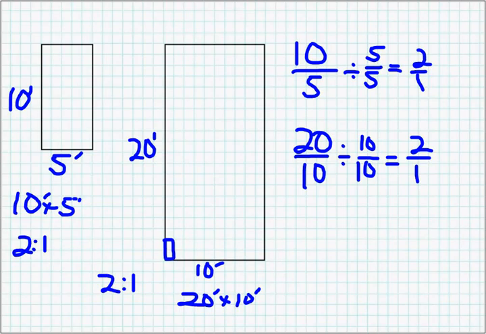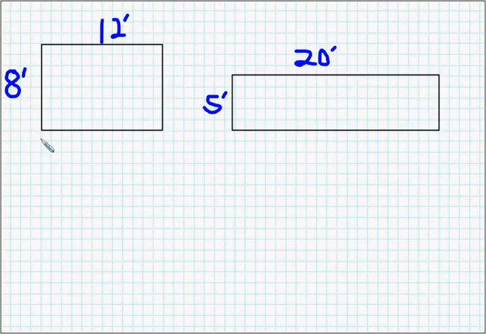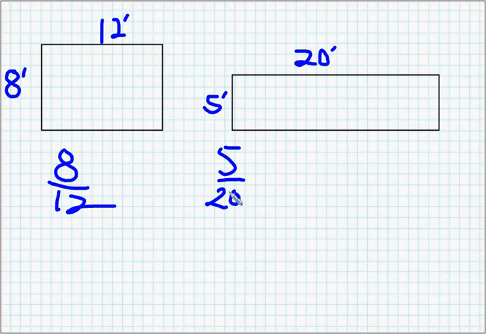Let's take a look at a couple more rectangles. Here we have a length of 8 by 12, and a length of 5 by 20. So let's do the same thing. I'm going to write an 8 by 12, and this one has 5 by 20. And I can simplify these. Greatest common factor between 8 and 12. Let's try 8. Well, 12 can't be divided by 8, so 4. 8 divided by 4 is 2, and 12 divided by 4 is 3. So this has a 2:3 ratio. For every 2 feet long, it's 3 feet wide. So for 2 feet long, it's 3 feet wide.